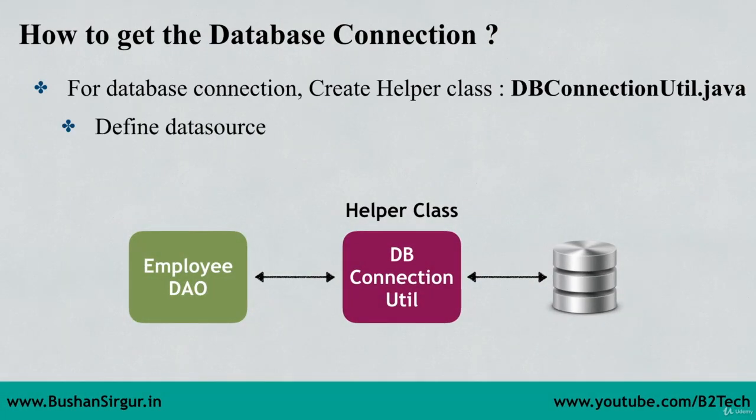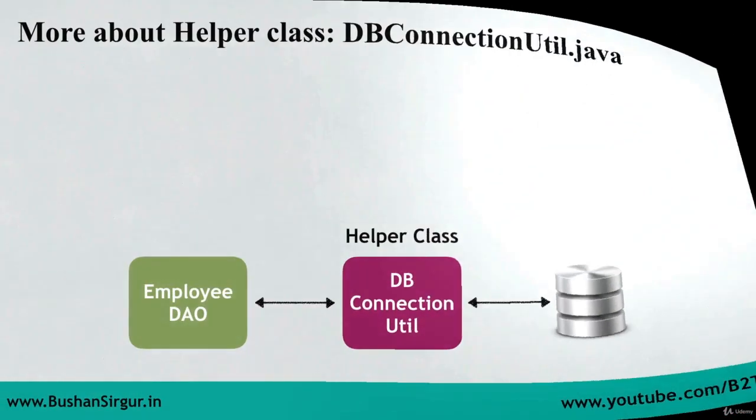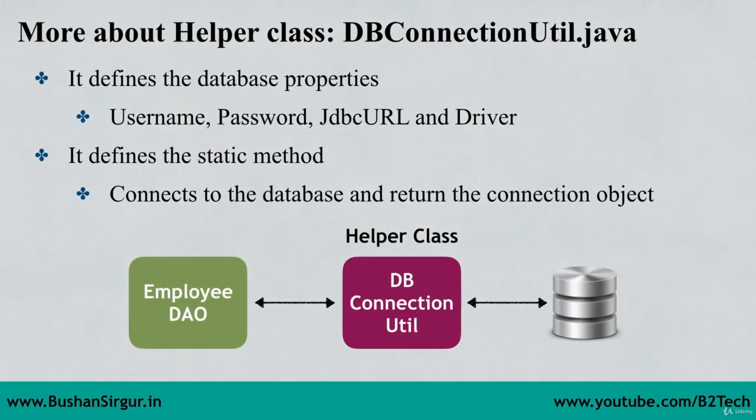So how to get the database connection? For the database connection, create a helper class and define the data source. Let's talk about this helper class in detail. The helper class defines the database properties such as username, password, JDBC URL, and the driver name. And it also defines the static method which connects to a database and returns the connection object.